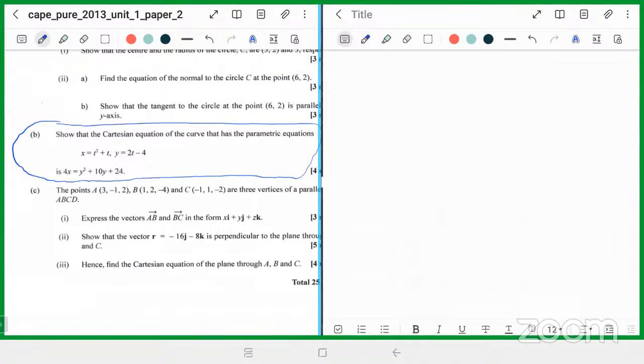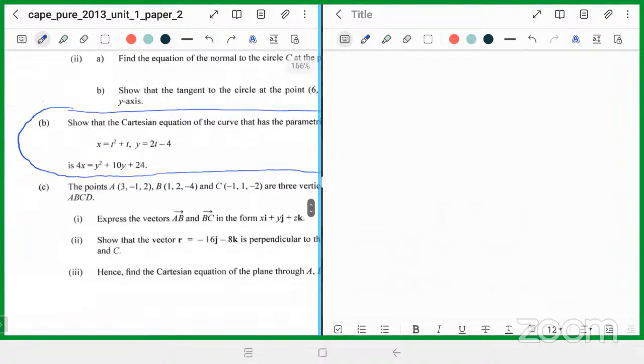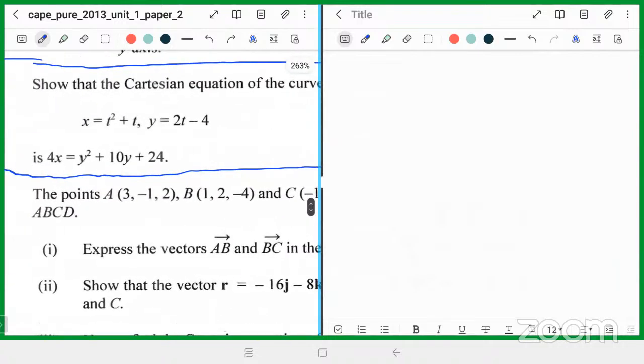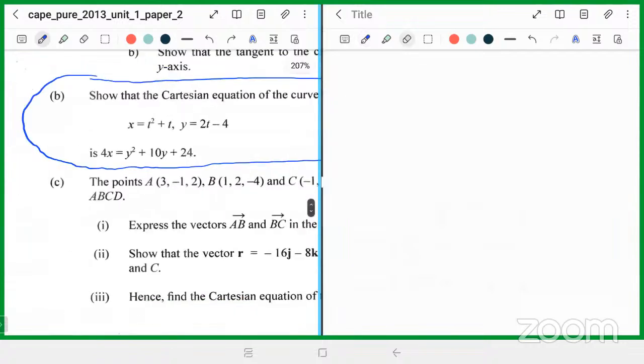It says show that the Cartesian equation of a curve has this parametric equation. It's very easy. You basically are substituting for the t, so you get an equation with none of the t in it. You have these two, and you want to get this. You substitute for the t. So make t the subject of this one and substitute into the other one there. Easy. All right, so no bother then.